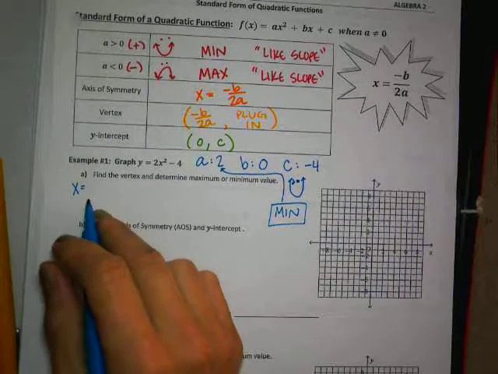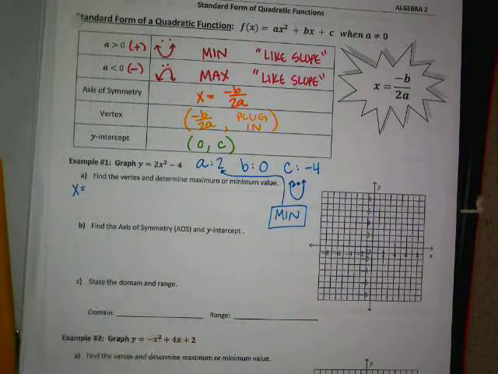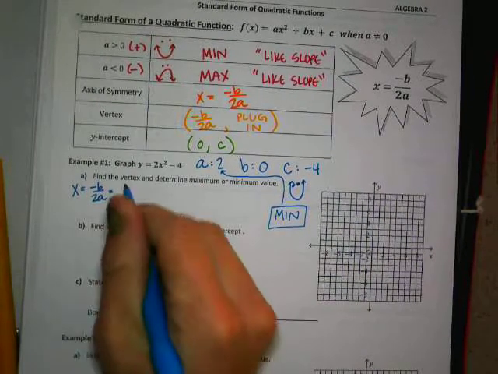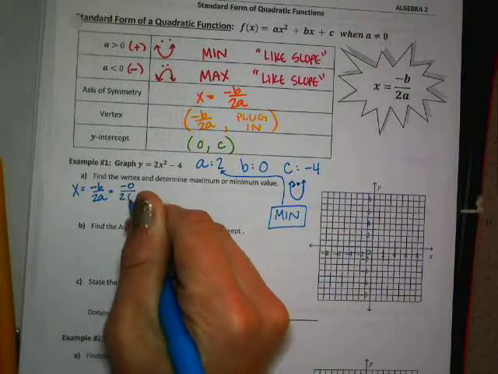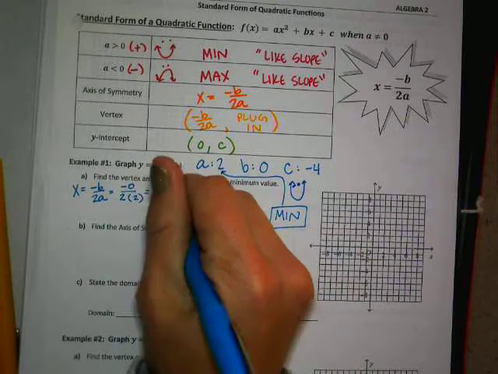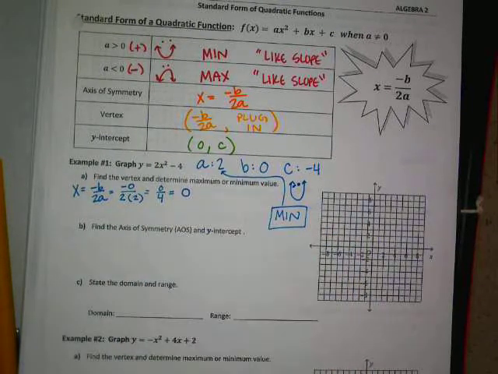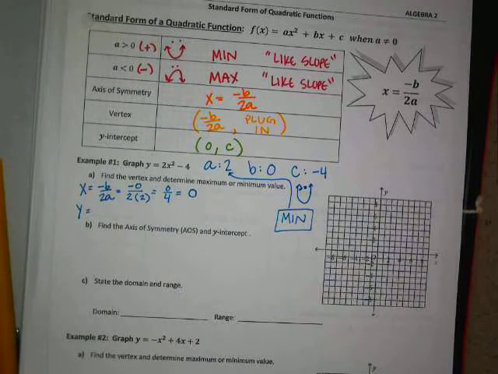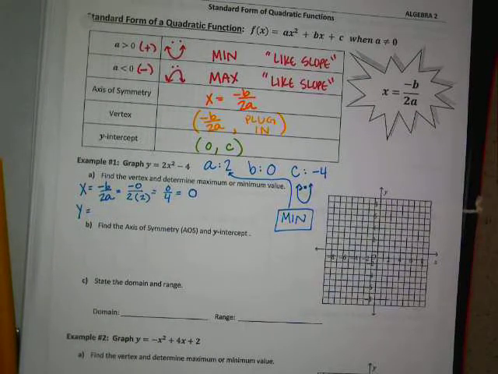Okay, so now to find the vertex. What formula do I use for the x? Very good. Negative b over 2a. What is negative b? Negative 0. And 2 times a, so 2 times 2. So you get 0 over 4, which is just 0. All right, so I found the x. Now I gotta find the y.